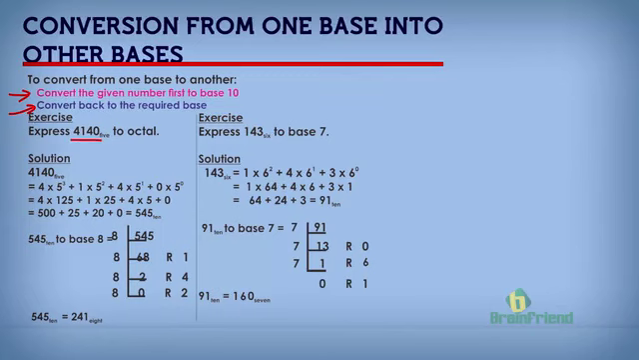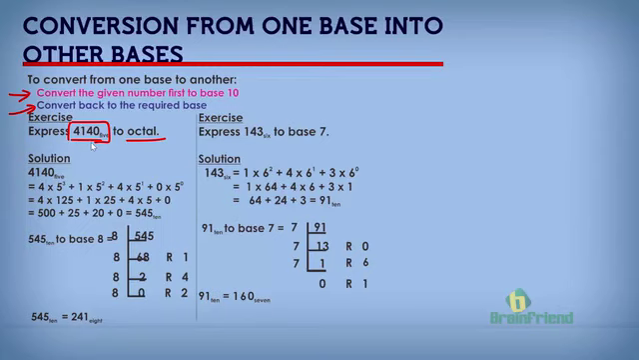Example, we've been asked to express 4140 base 5 to octal. That is, convert 4140 base 5 to base 8. To do that, we'll follow our steps. First, we'll convert 4140 base 5 to base 10, and then we get a value. That value will now convert to base 8.